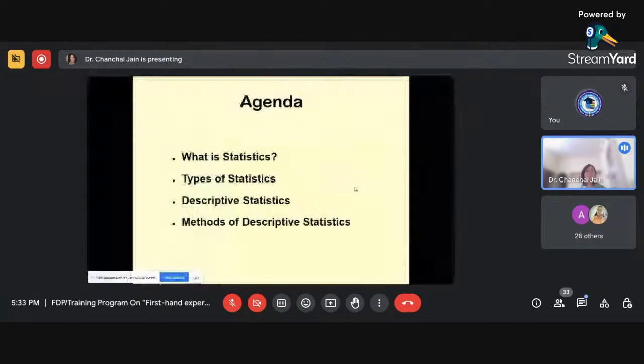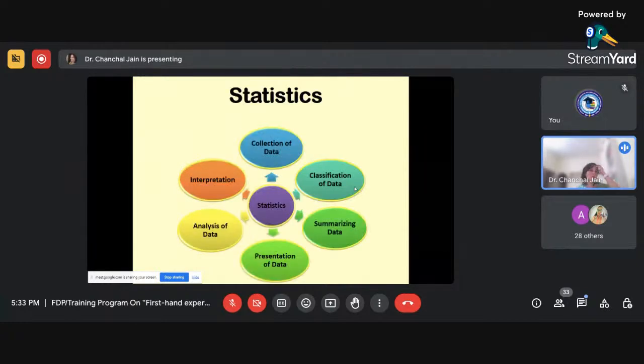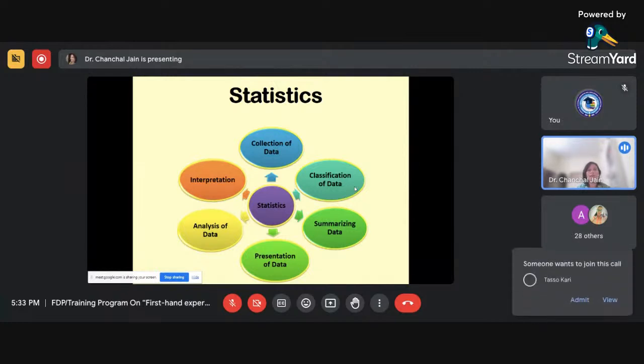Yes. So this is the agenda of the day. Firstly, today I'll discuss all these things, and then we will move to the one sample t-test. Firstly, I'll talk about what statistics is. Those who belong to the statistics field, or who know about statistics, know there are certain steps starting from data collection to the interpretation of data. These all steps are included under statistics.